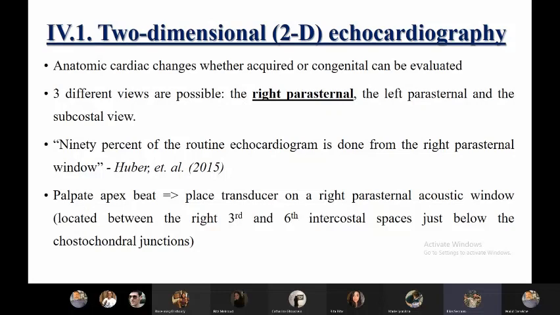To place the transducer, the apex beat is palpated. Then the transducer is placed on the right parasternal acoustic window, which is located between the 3rd and the 6th rib intercostal spaces, just below the costochondral junctions.